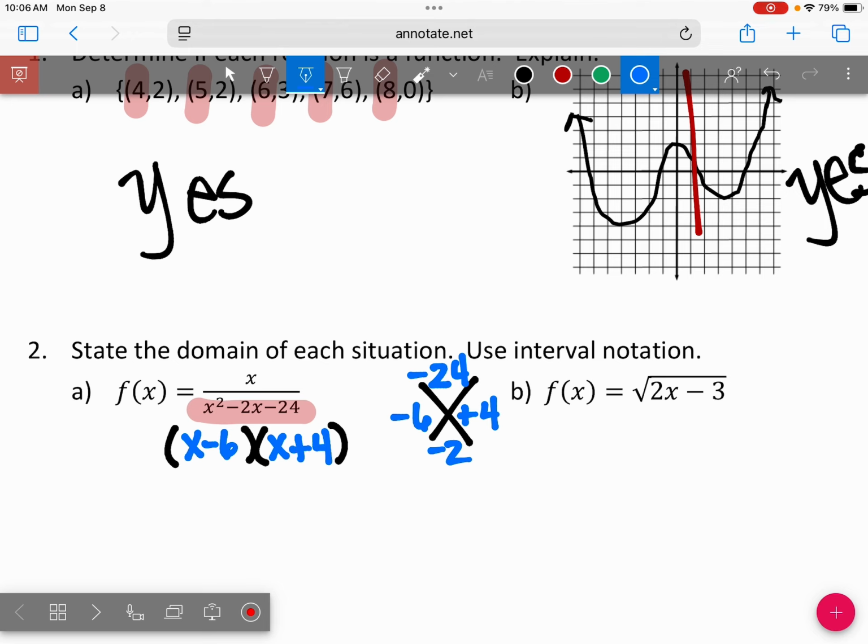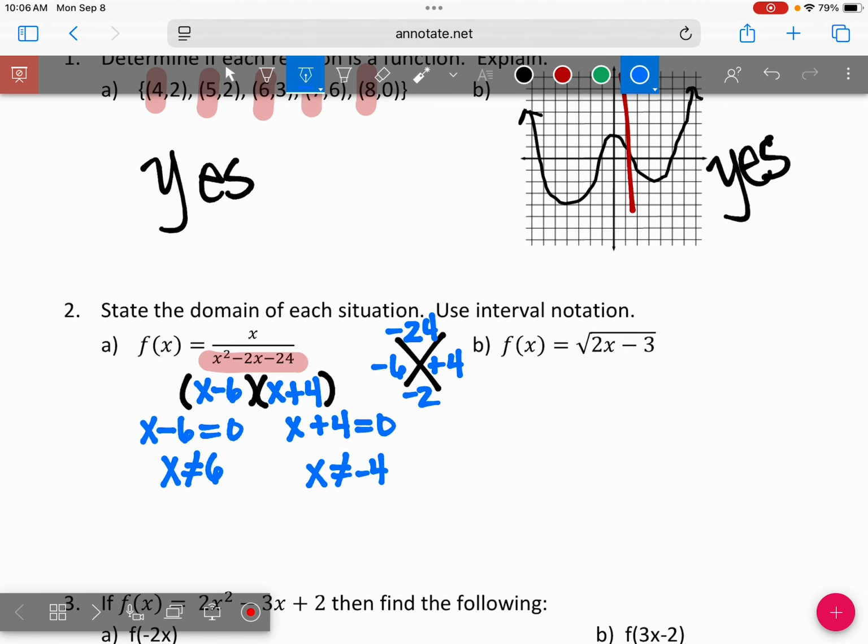When I set both of those equal to 0, I get that my first value that X cannot be is 6, and the second value that X cannot be is negative 4. So on the number line, this is saying I can use anything from negative infinity to positive infinity except negative 4 and positive 6. So these would have an open circle.